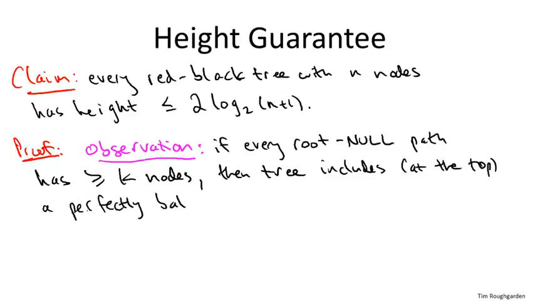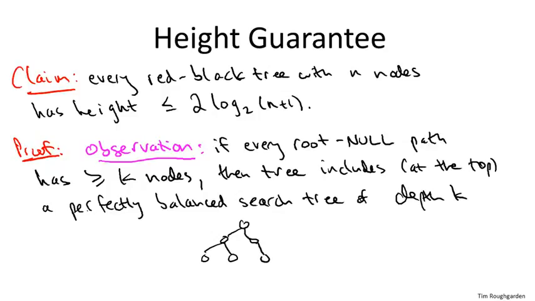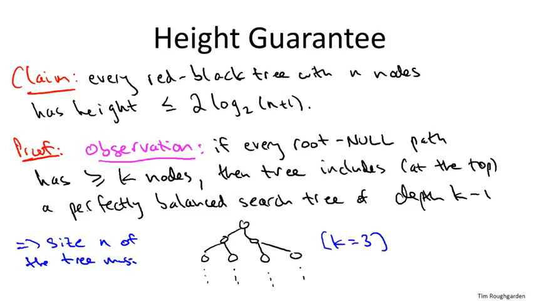The proof of this observation is by contradiction. If in fact you were missing some nodes in any of these top k levels, well, that would give you a way of hitting a null pointer seeing less than k nodes. So the point is this gives us a lower bound on the population of a search tree as a function of the length of its root null paths. So the size n of the tree must include at least the number of nodes in a perfectly balanced tree of depth k minus 1, which is 2 raised to the k minus 1. So for example, when k equals 3, it's 2 raised to the 3, 2 cubed, minus 1, or 7. So that's just a basic fact about trees, nothing about red-black trees.